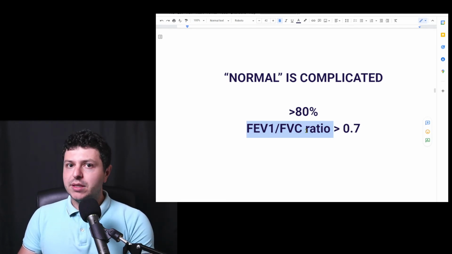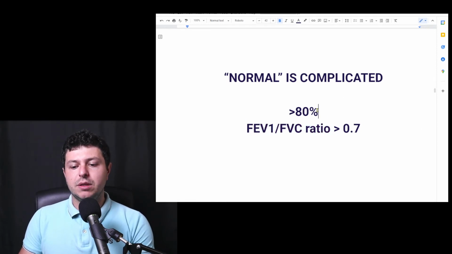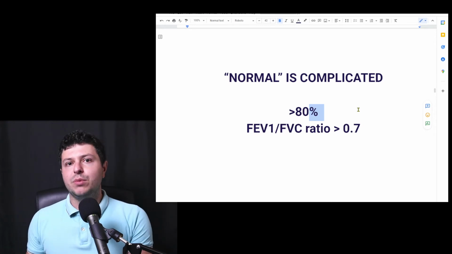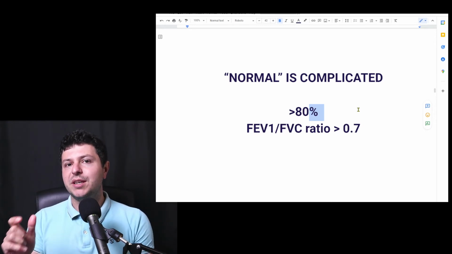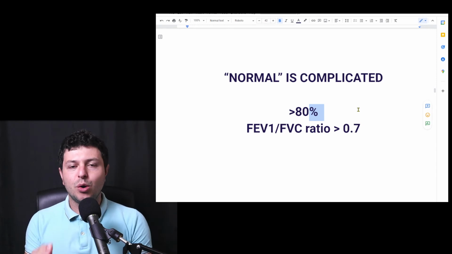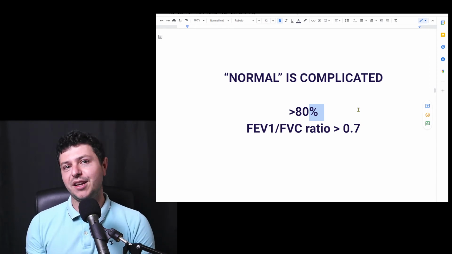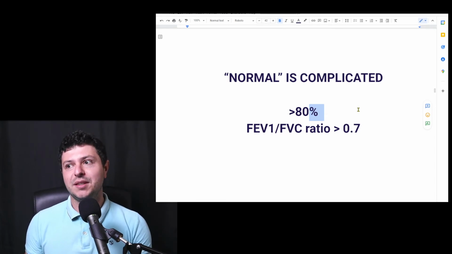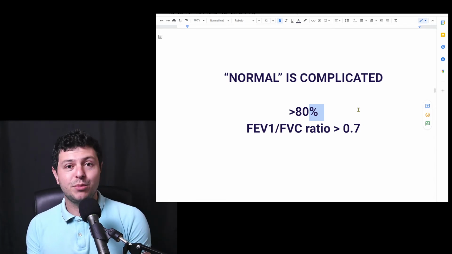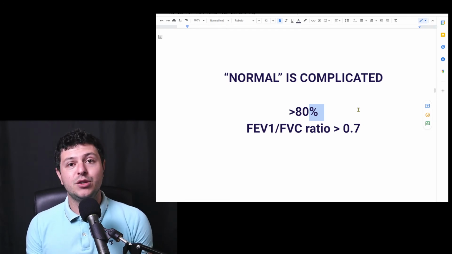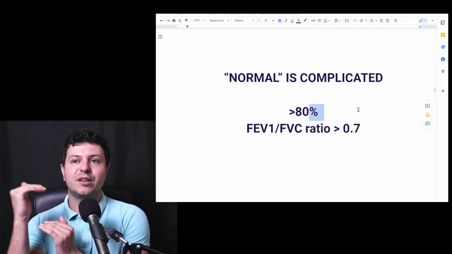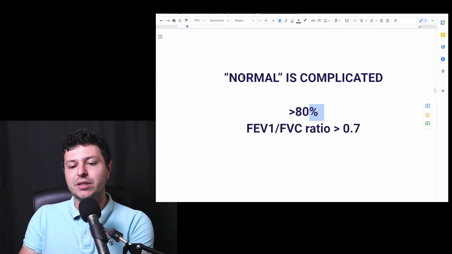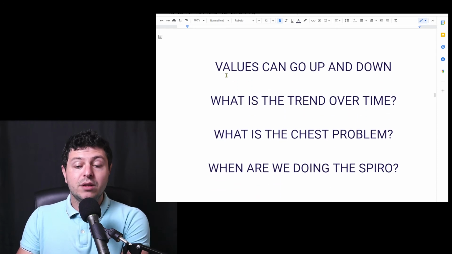But everyone is different. These predicted values, the percentages, apply for a large number of people, but there may always be exceptions. You may always have someone with a supranormal lung function, where they may have 130% of predicted, and it may be normal. That may also be pathological. It may be a condition, such as emphysema, that artificially makes it look like they have a very high vital capacity. It depends. It depends a lot. So normal is complicated because values can also go up and down.